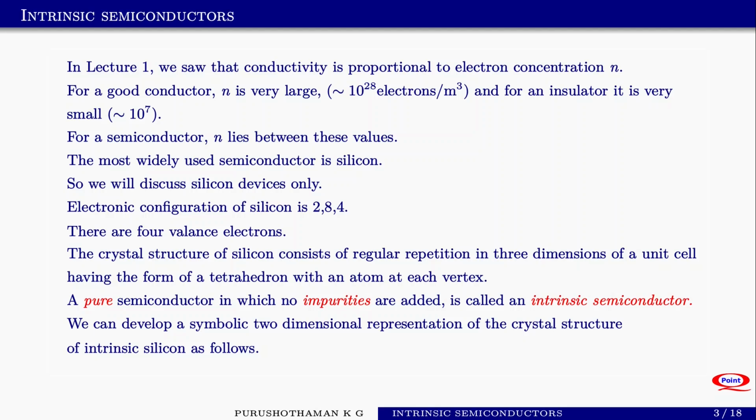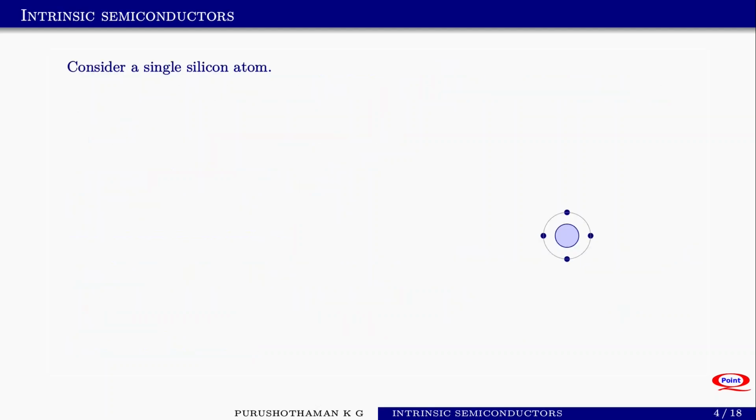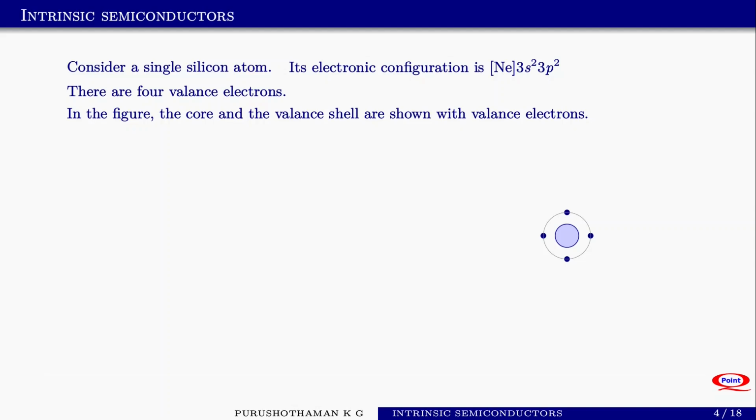We can develop a symbolic two-dimensional representation of the crystal structure of intrinsic silicon as follows. Consider a single silicon atom. In the figure, the valence shell is shown, and the inner circle represents the core, which contains a nucleus and all the electrons except the electrons in the valence shell. Since there are 4 valence electrons, the core has a charge of +4.